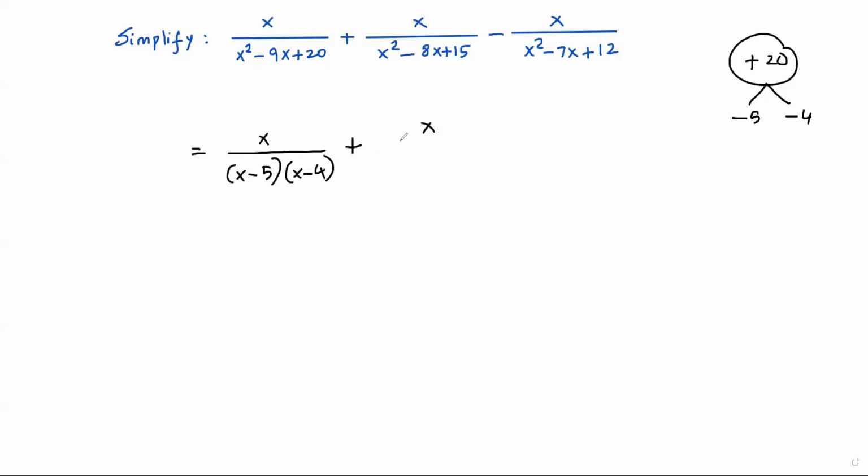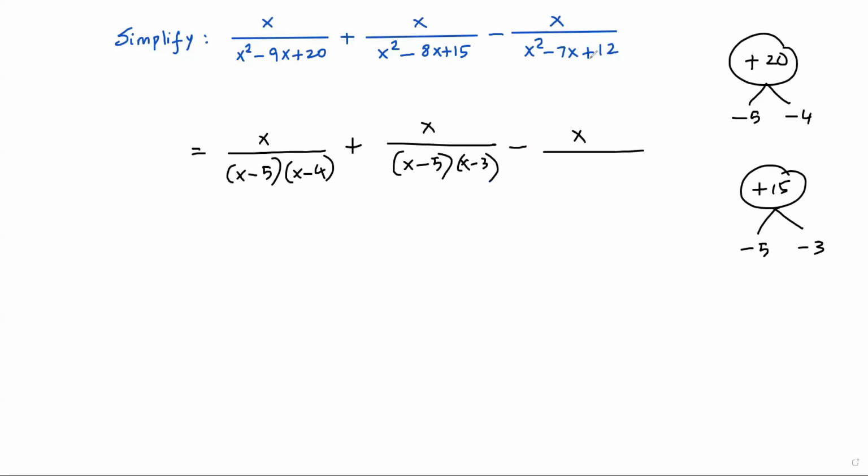Now let's factor the second denominator, x² − 8x + 15. I do the same thing as in the first denominator. I take the constant term, positive 15, and get two factors whose product is positive 15 and whose sum is the middle term, negative 8. So negative 5 and negative 3 will work. The two factors of this quadratic expression are (x − 5) and (x − 3).